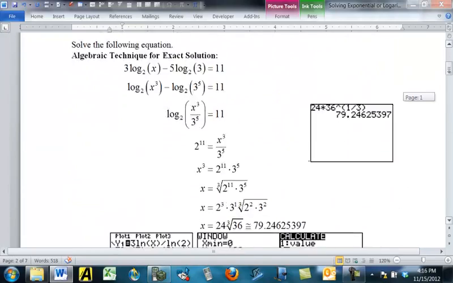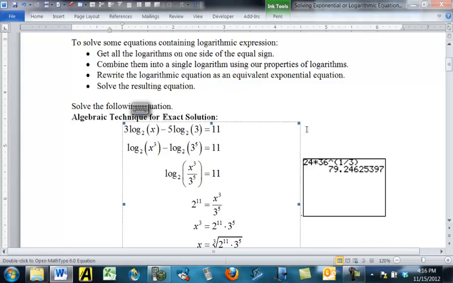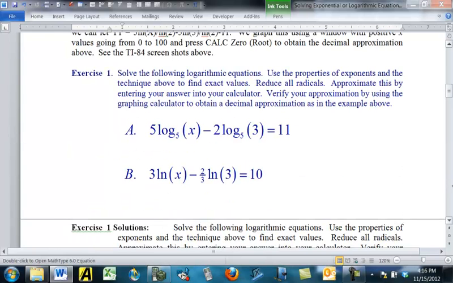Alright, I'll clean some formatting up, get that on one page in a minute.